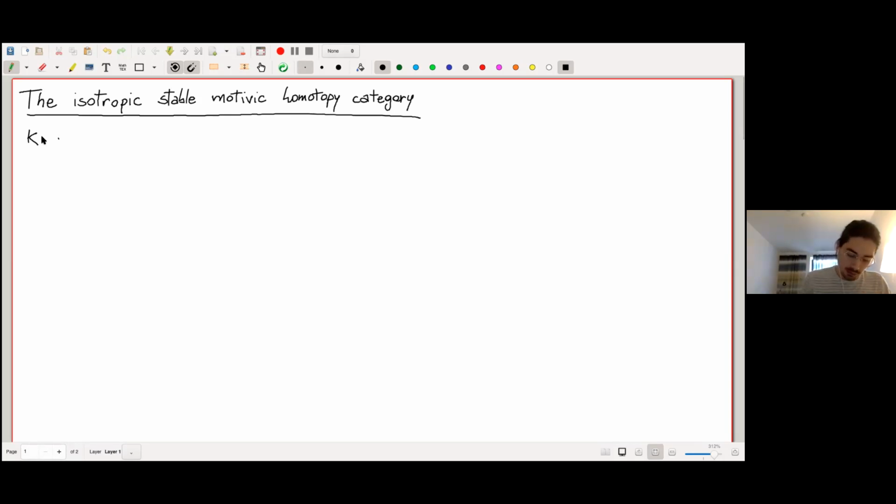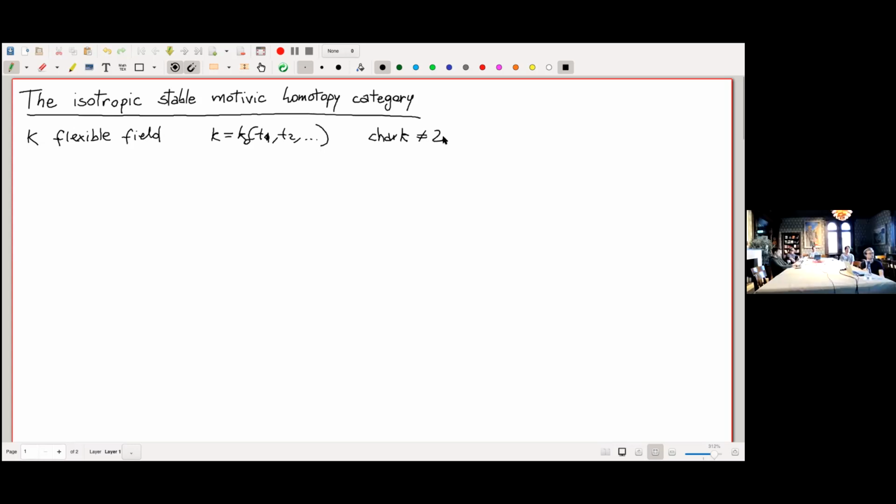Okay, cool. So let me start by fixing a base field K, which is a flexible field. By flexible field, I mean that it is a purely transcendental extension of countable infinite degree over another field. And we also assume that the characteristic of K is different from 2.